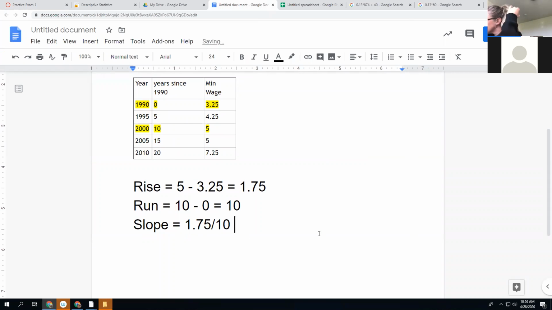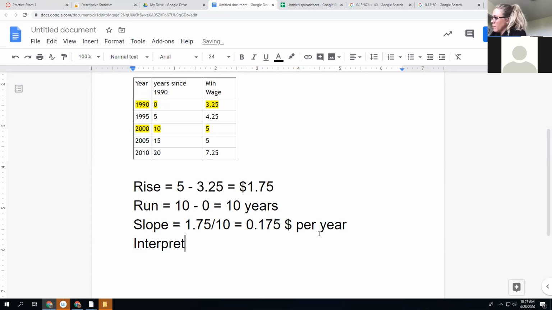So if I divide that by 10, I get 0.175. And then what does that number mean? Well, the rise was change in minimum wage, so that's dollars. And the 10 was years. So my slope must be dollars per year. $0.175.